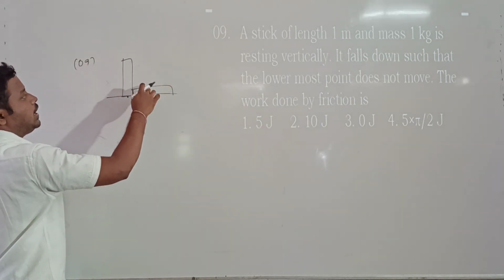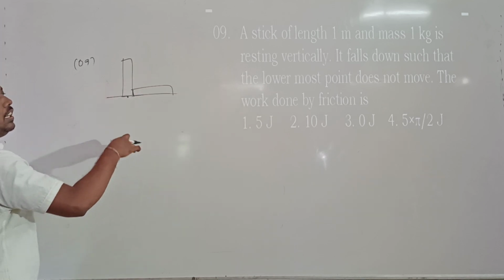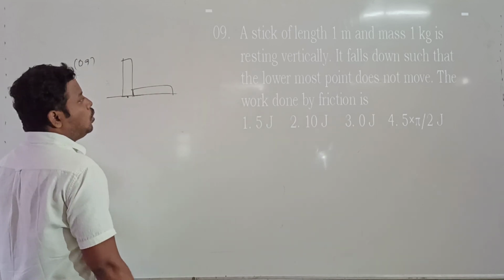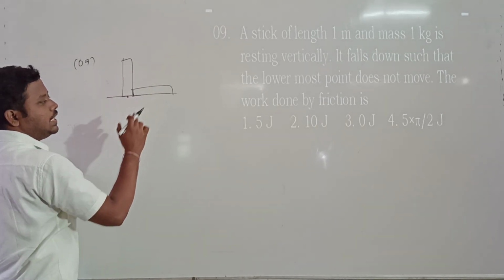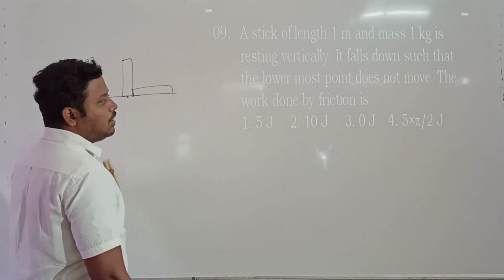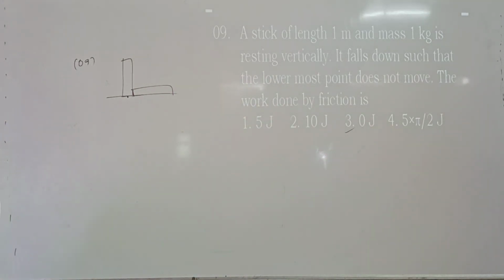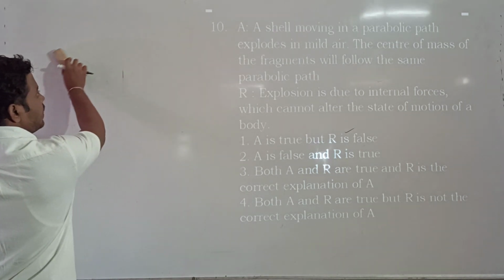So when it is falling down, there is work done by gravity. The gravitational force is a conservative force. Work done will be recovered. Due to that reason, what happens to the work done by friction? The total work which is done will be converted into energy. The work done will be in the form of energy. So what is the work done by the friction? That is 0. Friction will not do any work here because the force is a conservative force. Okay? So that is question number 9. Next question, question number 10.